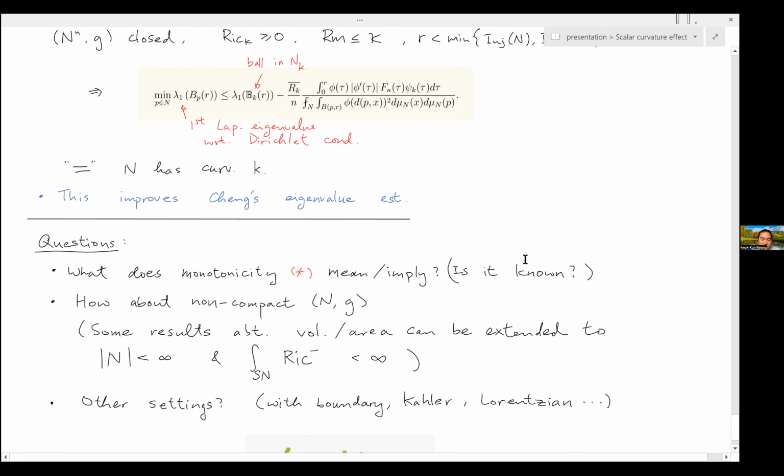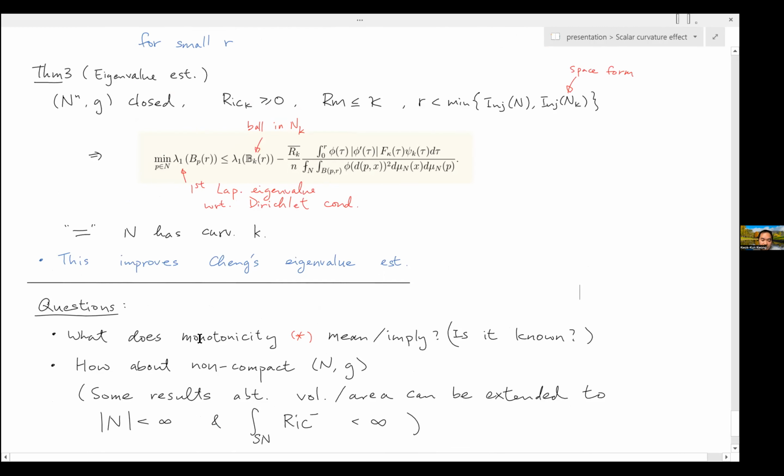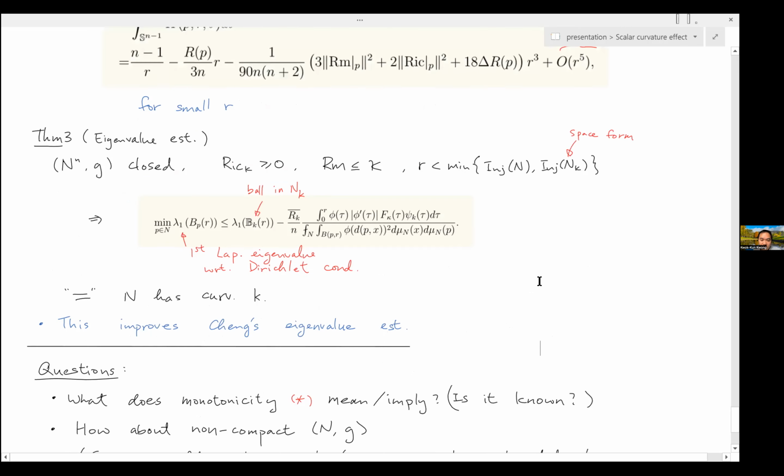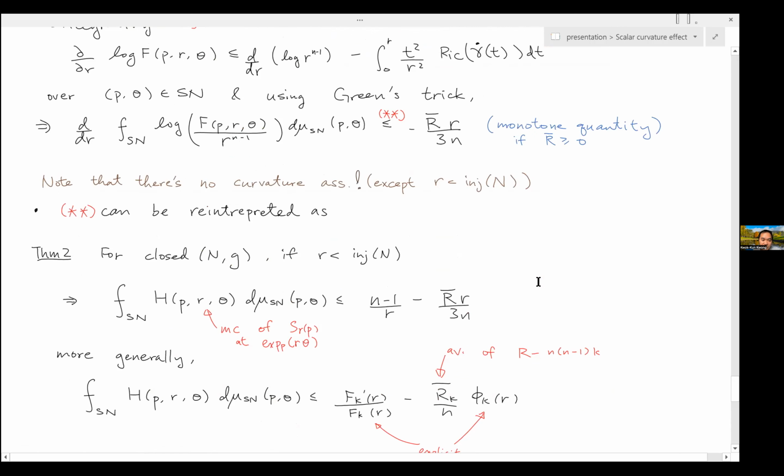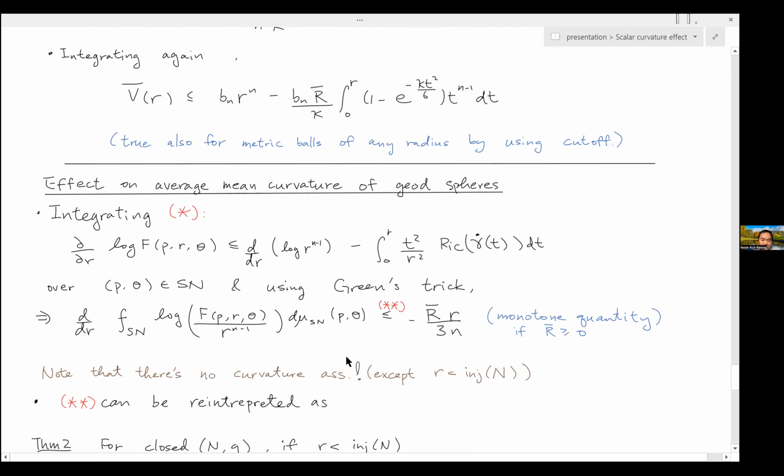But there are some questions that I have in mind, and I don't know how to answer at this moment. The first question I've already actually mentioned. What does that monotonicity quantity mean, or does it imply anything, or is it actually known? So the quantity is this quantity here. It looks like a comparison between the Jacobian and the standard one, but there's a log to it. Of course you can replace it by log f minus log of r to the power n minus 1. But then what's the geometric meaning of this quantity?